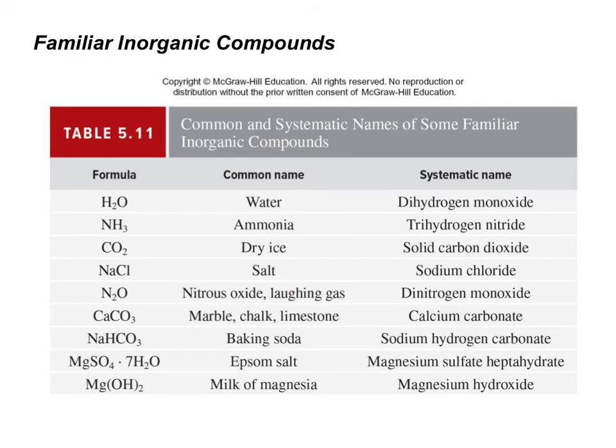Familiar inorganic compounds. So some compounds are so common in our lives that we can call them by the common name as opposed to the systematic name. These include water, ammonia, dry ice, salt, laughing gas, marble, baking soda, Epsom salt, and milk of magnesia. Here you have their chemical formulas and their systematic names, if you were curious.